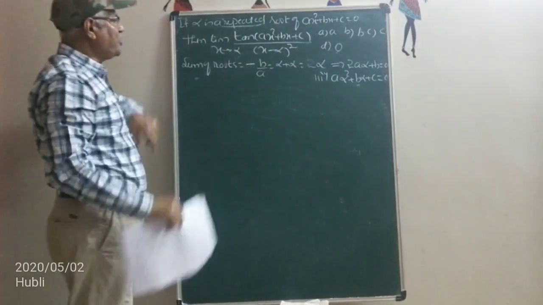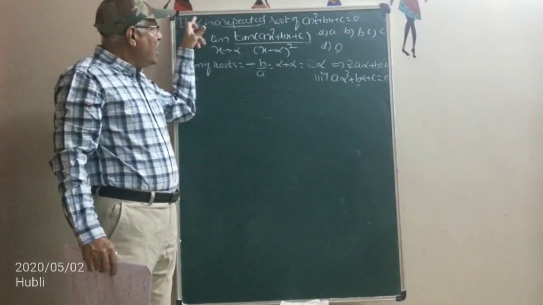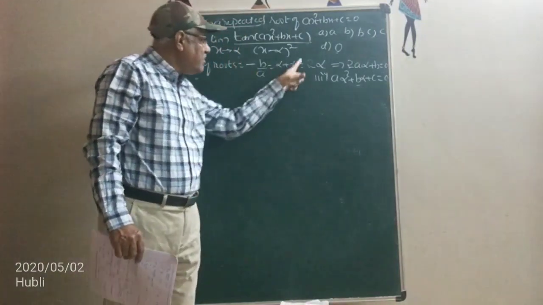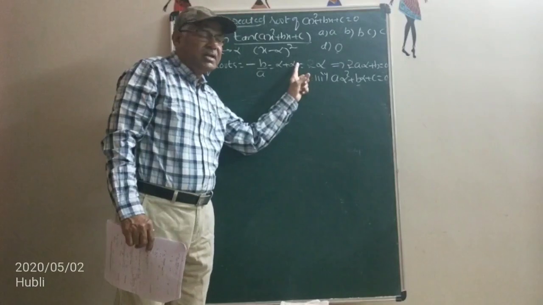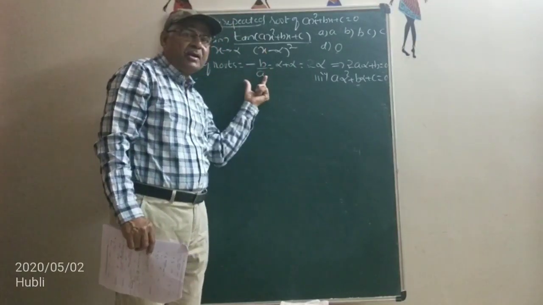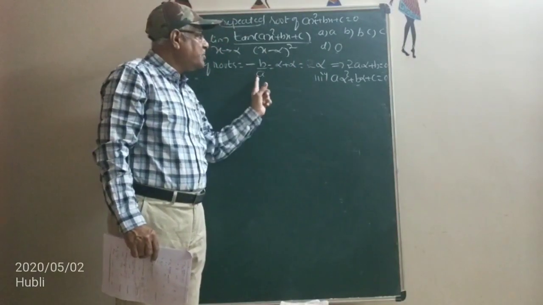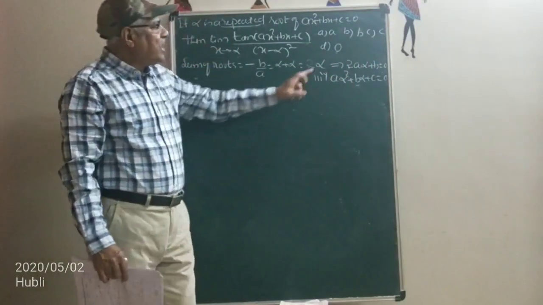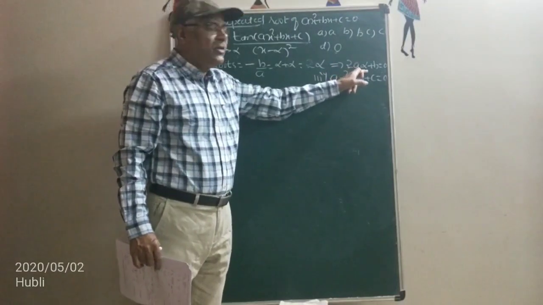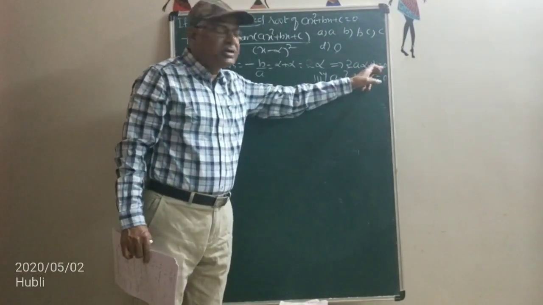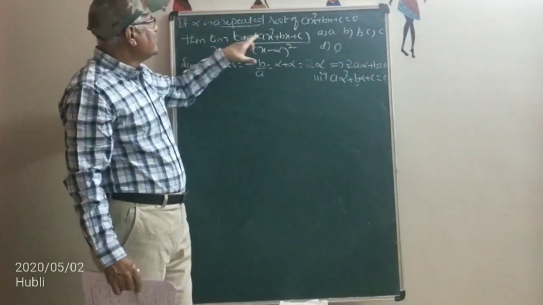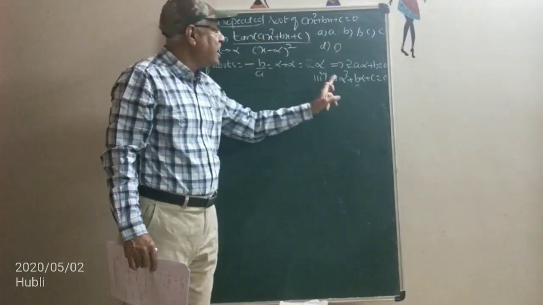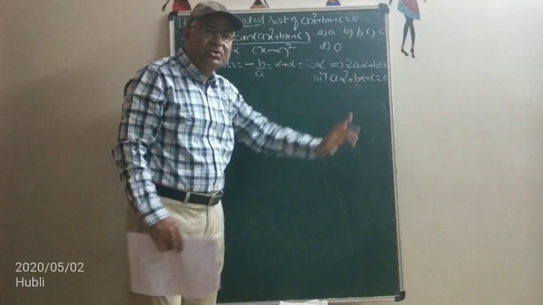I'll repeat these 2 points once again. Alpha is a repeated root, means the two roots are alpha and alpha. So therefore, sum of the roots is what here? Alpha plus alpha is given by minus b upon a. That is 2 alpha equal to minus b upon a, or 2a alpha plus b equal to 0. Whenever there is an expression 2a alpha plus b, you can replace it by 0. Similarly, alpha is the root of this equation, so that alpha must satisfy this equation: a alpha square plus b alpha plus c equal to 0.